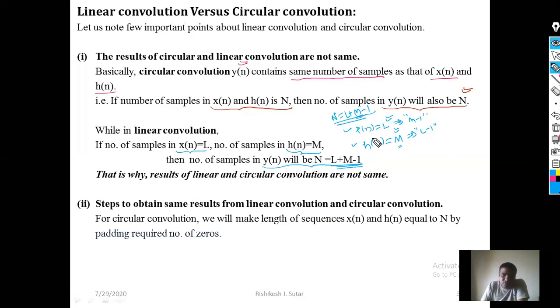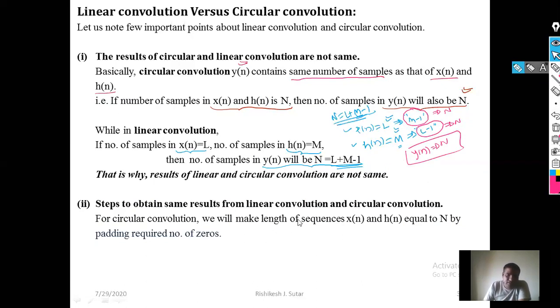So if you want to get the same result with the help of circular convolution also, then for x of n you have to add M minus 1 zeros, and you have to add L minus 1 zeros to h of n. If you add this, then ultimately the length of x of n will become capital N, and the length of h of n will become capital N. So ultimately the y of n, that is the convolution of x of n and h of n, its length is also capital N. So I will get the same result from the circular convolution as well as from the linear convolution.